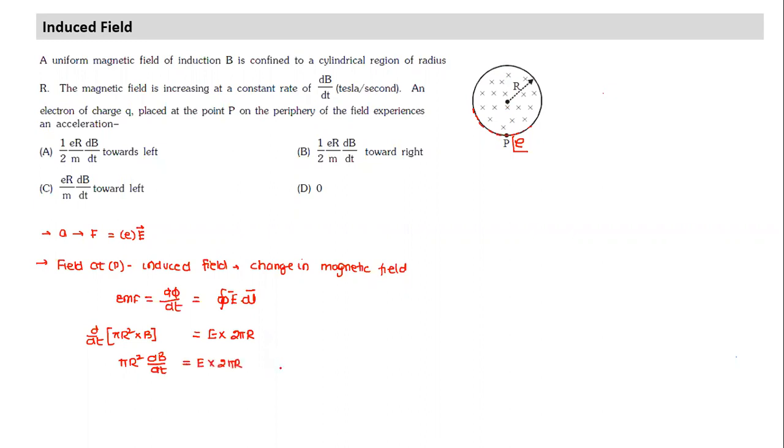So E is equal to what here? The pi term gets cancelled, and one of the r terms gets cancelled. So we are left with dB by dt into r divided by 2. That's the electric field. Hence, what will be the acceleration? If this is the field, then the force will be q times E. So sorry, directly you can write acceleration. Acceleration is force by mass. It will be equal to q into E by m.